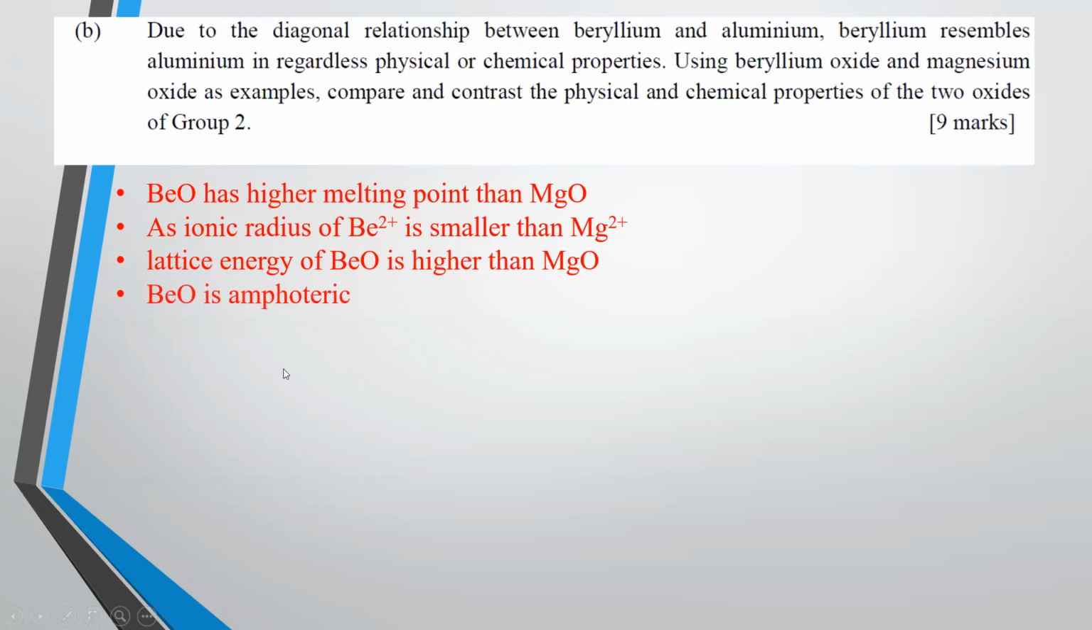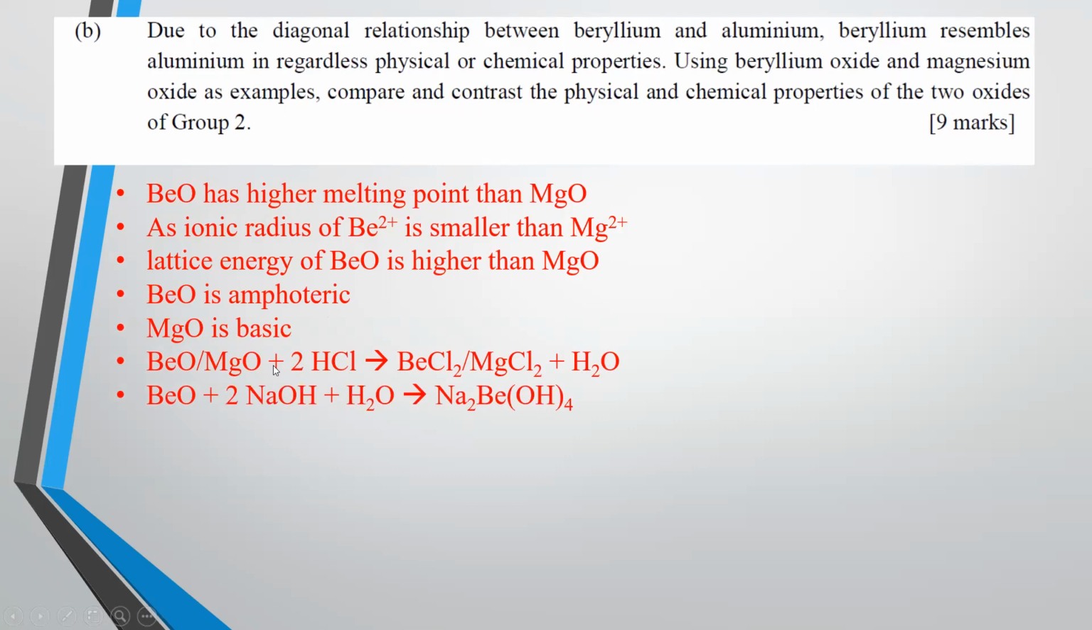Furthermore, barium oxide is amphoteric, while magnesium oxide is basic, so when it reacts with the acid, you form BeCl2 or MgCl2 in water. So writing either one equation, the mark is there. Whereas barium oxide can further react with the sodium hydroxide to form sodium berylate.